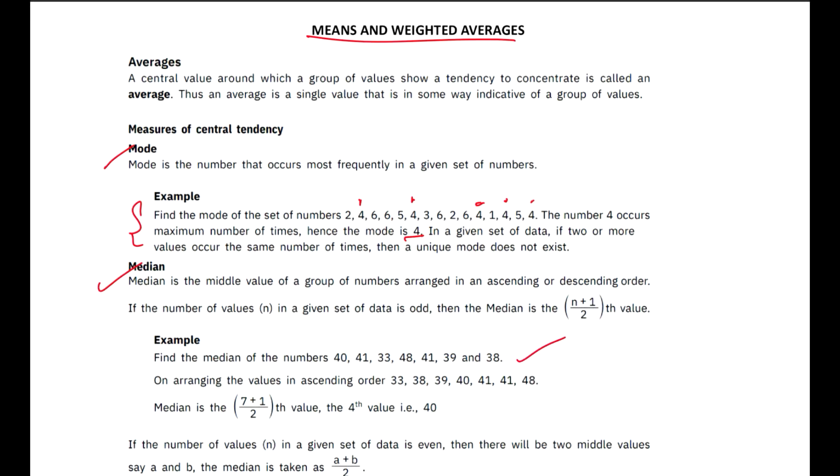Okay, like ऐसे आपको number दे दिया गया है, तो first you arrange it in the ascending order and then find out the number which is falling exactly in the middle, like 4th from the left and 4th from the right. So 40 will be my answer.